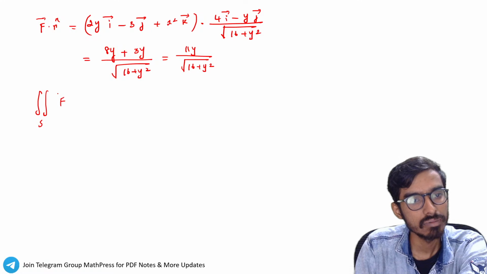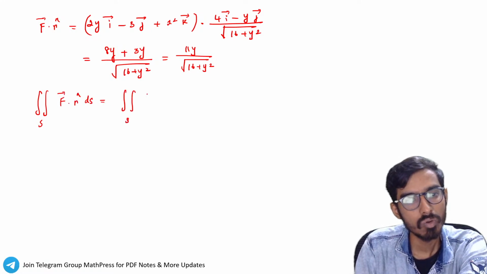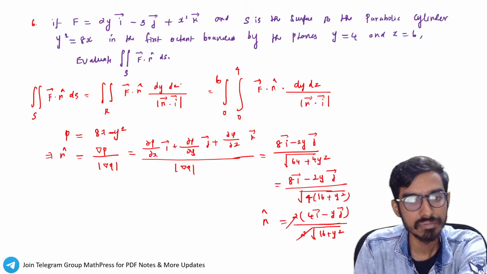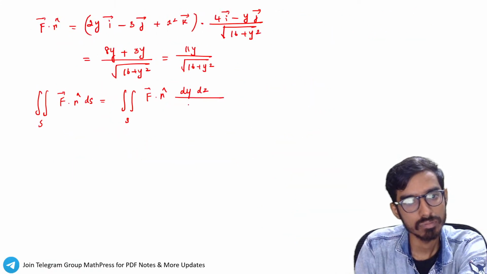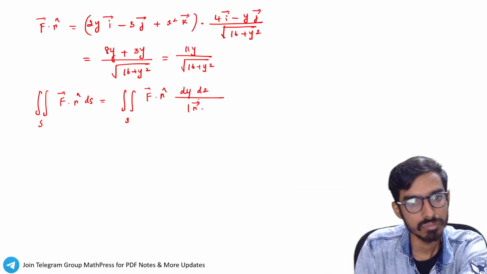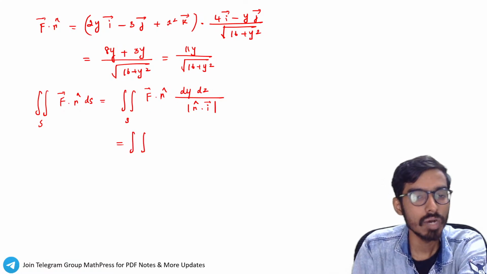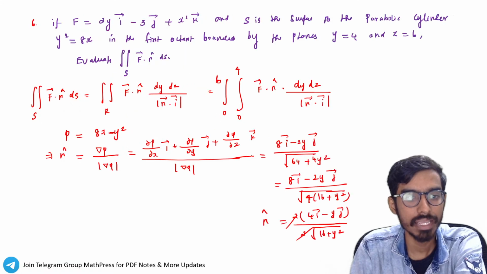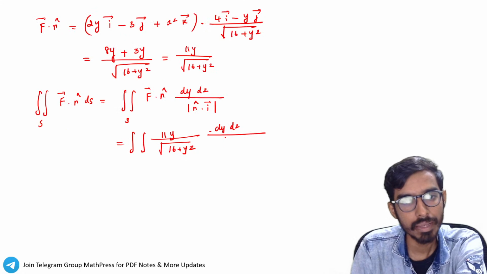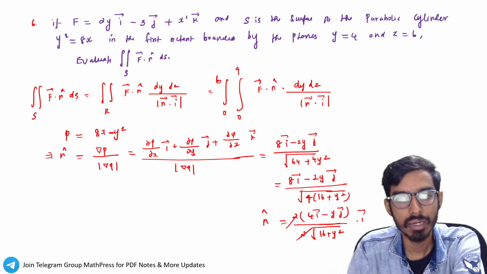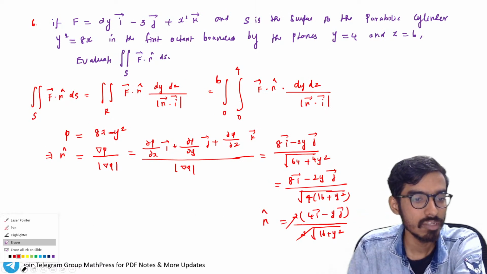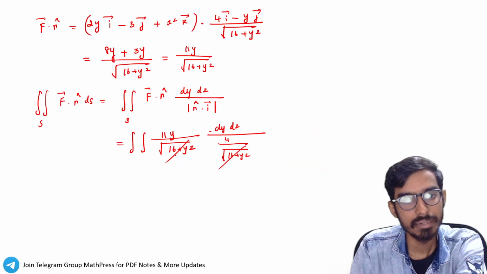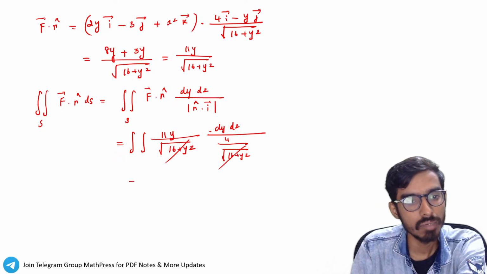So we have the double integral over S of F vector dot n cap dS. Now, F vector dot n cap we have already found. What is n cap dot i? If you make a dot with i, n cap dot i will be 4 divided by root of 16 plus y square. This 2 will get cancelled, so this will be 11 by 4.